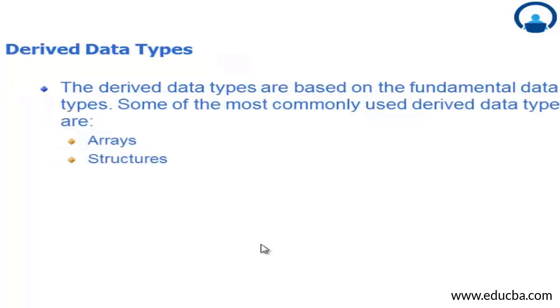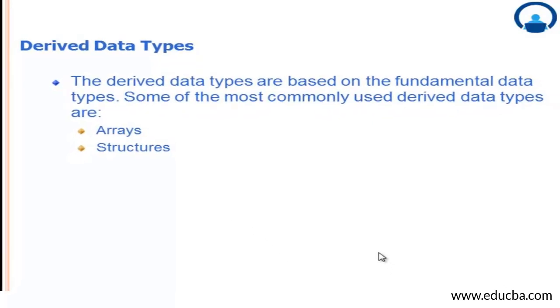Moving to the next, the derived data types. Derived data types are based on the fundamental data types. That is, they are represented in the memory as a fundamental data type. Some of the derived data types with their storage requirements, you can see.